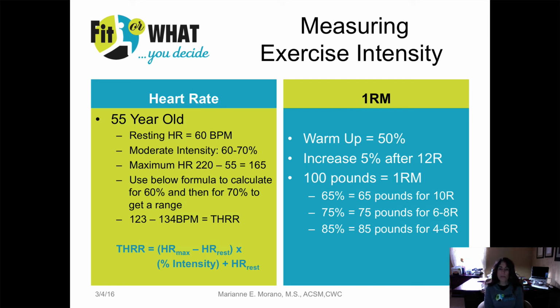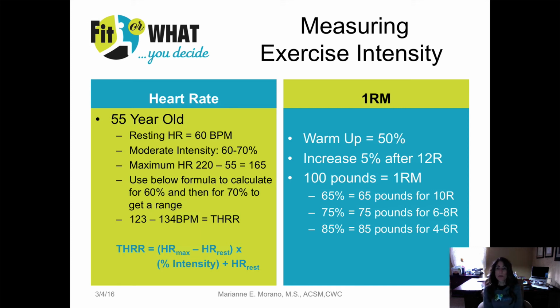With weight training, as you start progressing, you can increase 5% depending on the amount that you're lifting. So if you get to 12 repetitions, that's starting to be too easy for you. The weight that you're doing is a little light, so you can increase it by 5%.